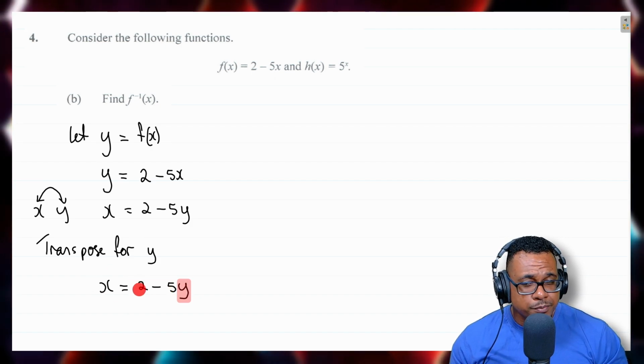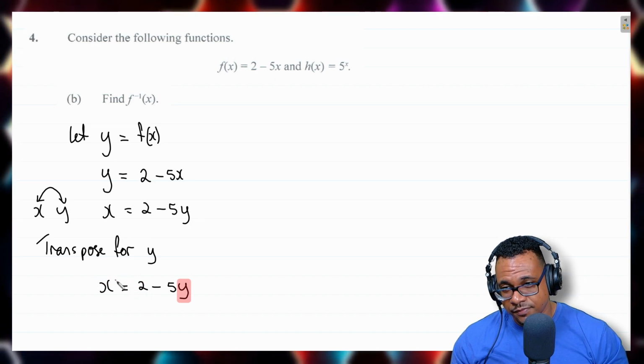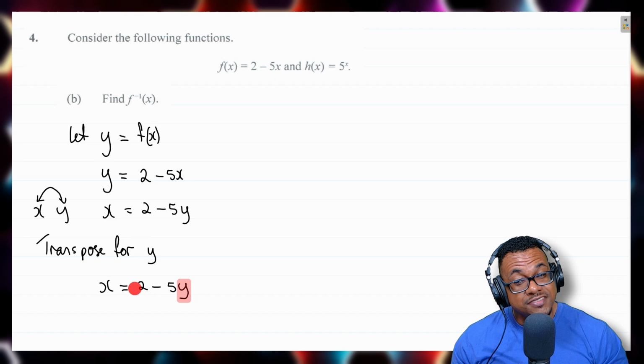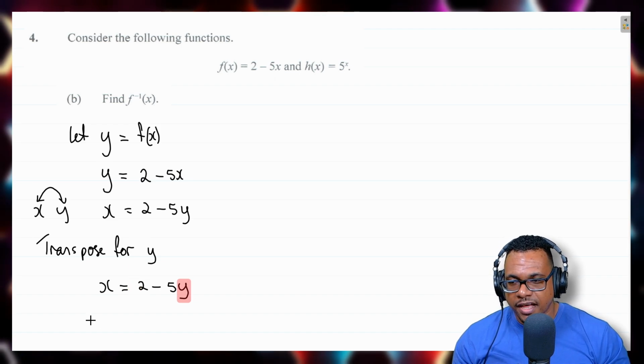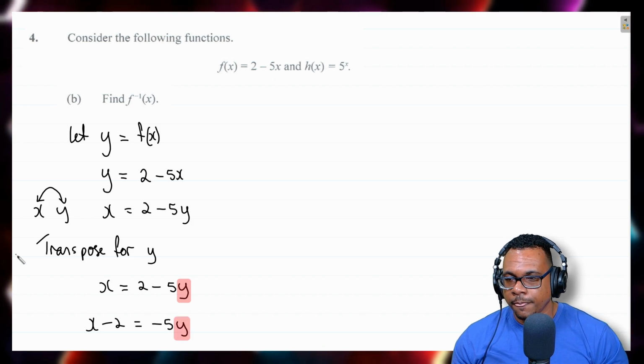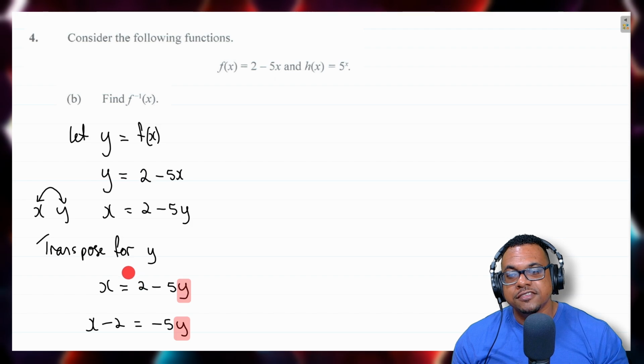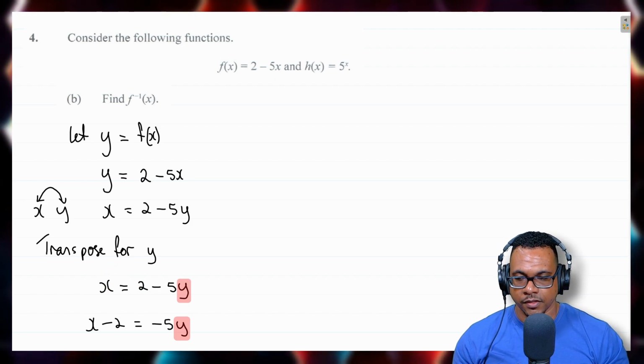First we're going to start with the positive 2. When we transfer this positive 2 across the equal sign, the sign in front will change from positive to negative. So I'm going to have x take away 2 is equal to negative 5y. You see, from positive 2 to negative 2, the 2 was transferred across the equal sign.